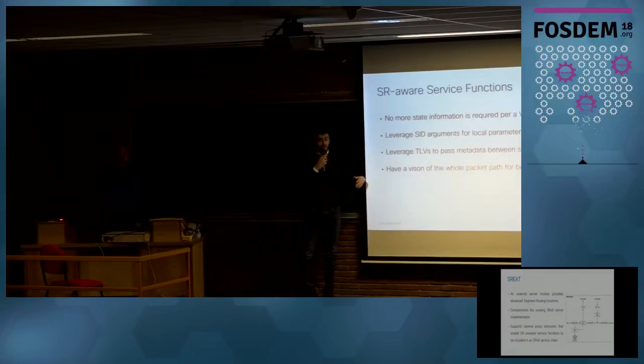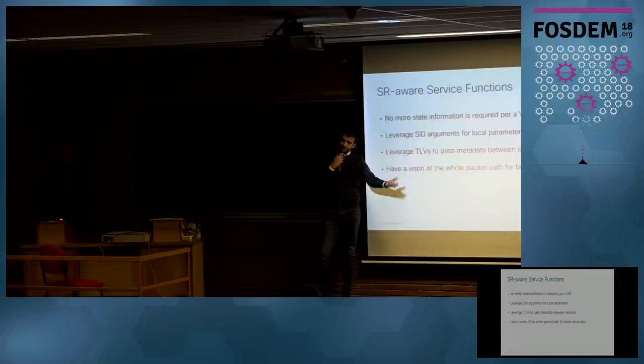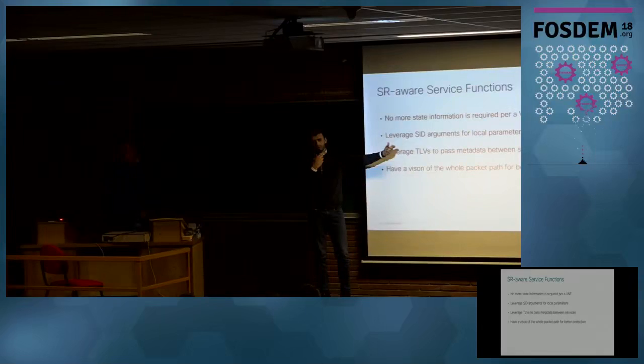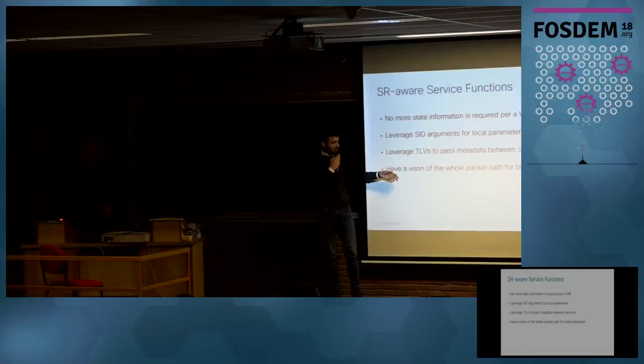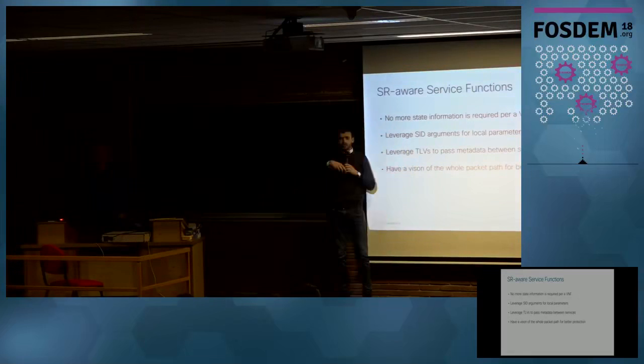So this was for the unaware service function, but there are more advantages to having your network service function segment routing aware. First, if you have a service function that is segment routing unaware, you need to configure a state per VNF or per service function in your machine. But if your service function is segment routing aware, you don't need to have this state information. Basically, you can leverage all of the information in the segment routing header, and the service function has a complete vision of the path of the packet. So if you have a firewall, it has a complete vision of the path of the packet, so it can filter the packet.